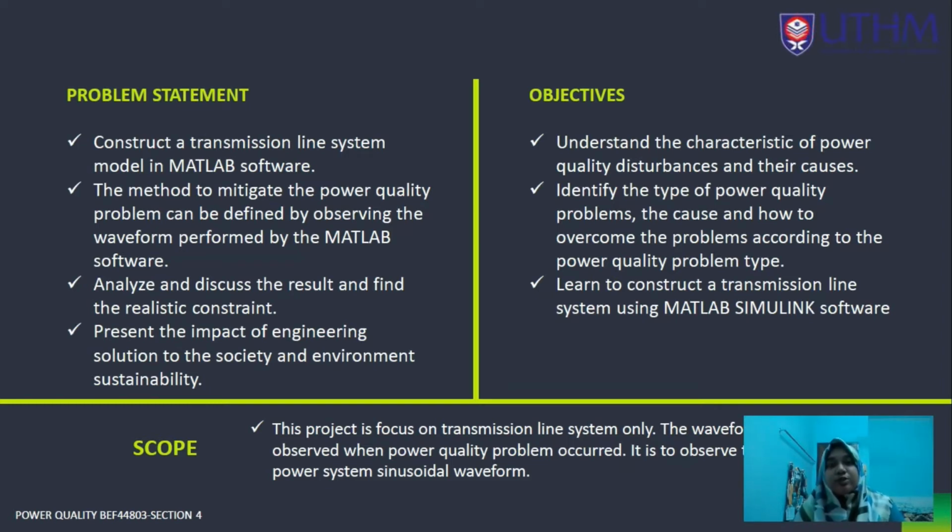The scope of this project is focused on a transmission line system, and the waveform of the system was observed when power quality problem occurs. And then we mitigate the disturbances by applying the solution of the power quality disturbances specifically.